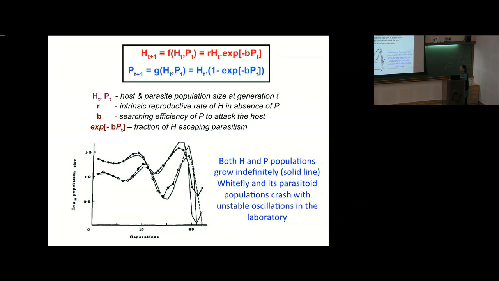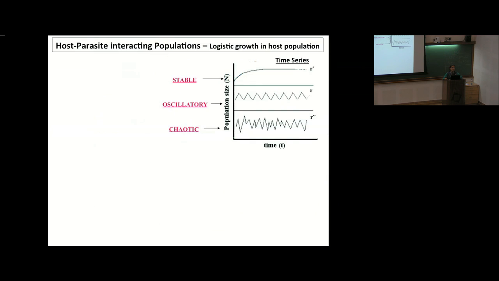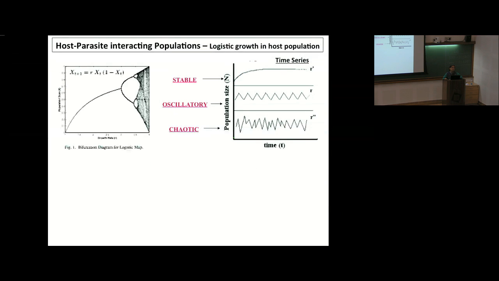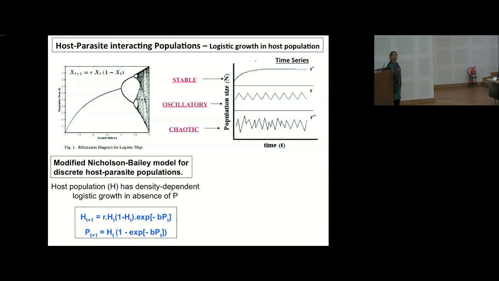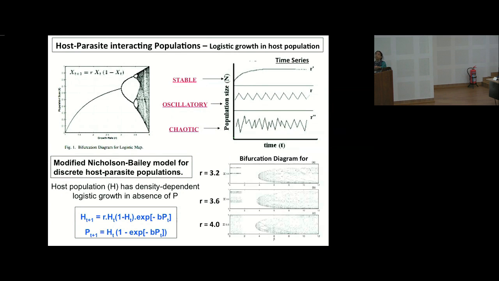So what do you do? You look at the model. The first thing you do, of course, is change the density independent growth to density dependent growth. So now your expression looks like this: you modify the Nicholson-Bailey model. You modify the discrete host-parasite population by introducing the logistic growth, R into H into 1 minus H. And this is the parasitization term. This one remains the same; only the host growth term is now density dependent. Intra-population interactions have been taken in, and what do you get?